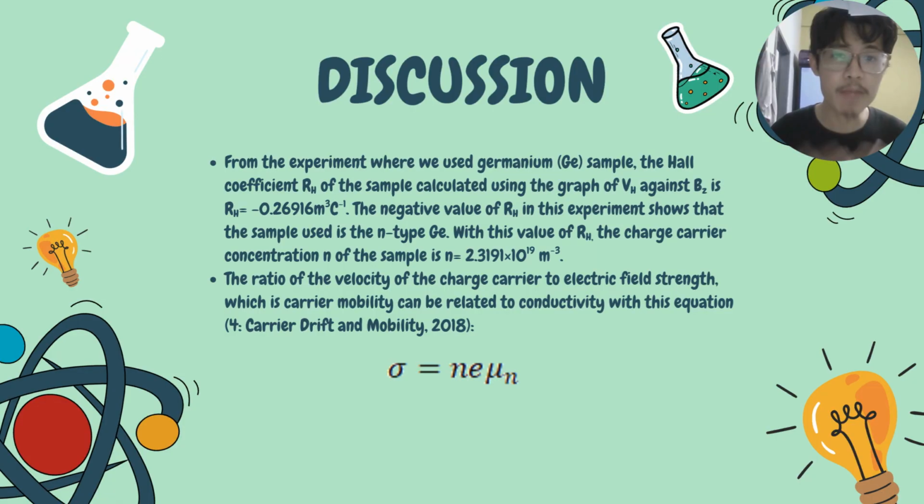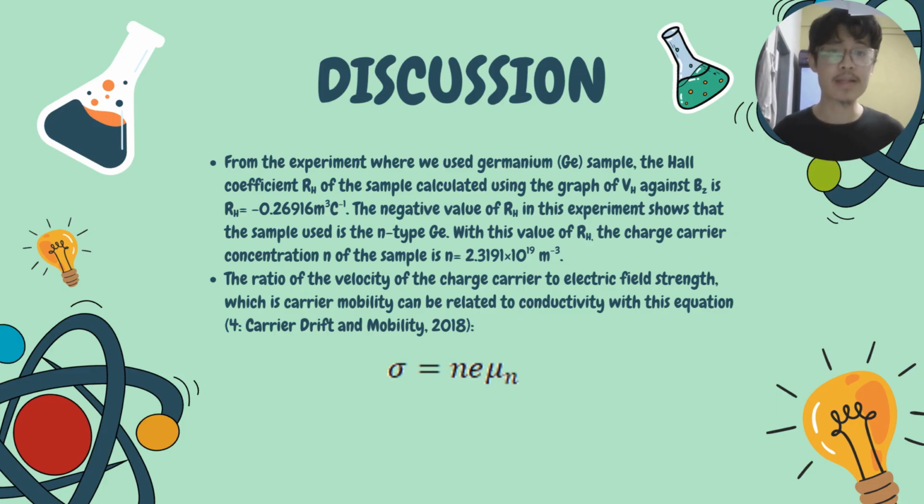From the experiment where we use germanium sample, the Hall coefficient RH of the sample calculated using the graph of VH against Bz is negative 0.26916 meter cube per coulomb. The negative value of RH in this experiment shows that the sample used is the N-type germanium. With this value of RH, the charge carrier concentration n of the sample is 2.3191 times 10 power 19 per meter cube.